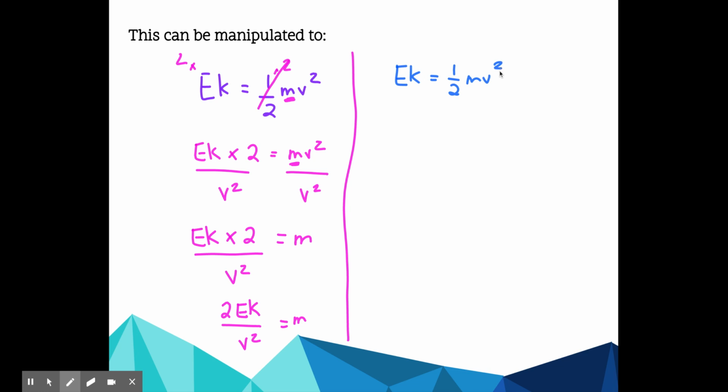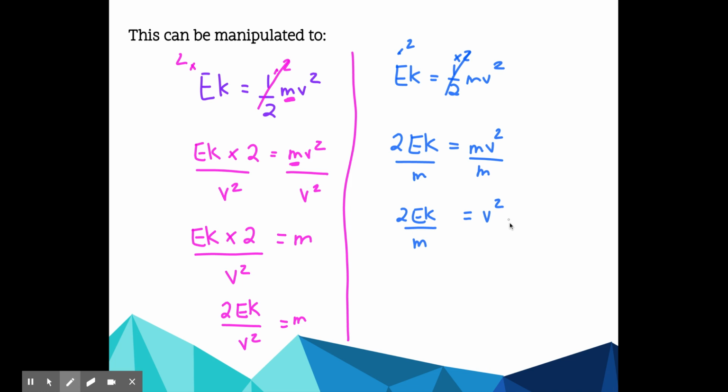You need to isolate v, so I'm going to move the 2 to the other side again. So 2 times EK to get rid of the 1/2. That means I'm left with mv squared on this side. I want to get v on its own, so I'm going to divide by m. I divide one side by m, I divide the other. So I'm left with 2EK divided by m.